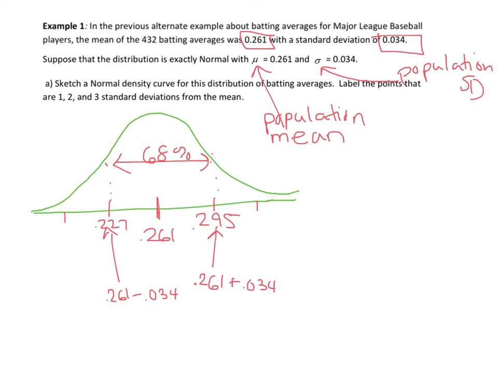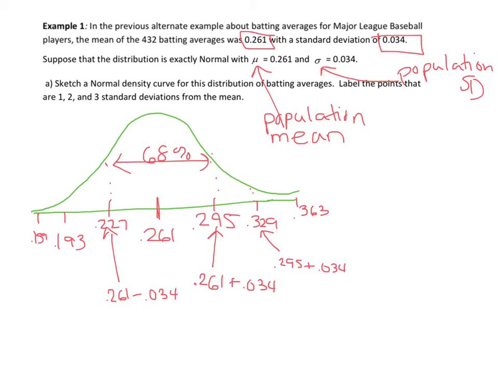So now I'm going to do the same thing to find the middle 95%. So now I'm going to take the 0.295 I got in the previous step, add my standard deviation, which is 0.034. I get 0.329. Do the same thing, subtract, and you'll get 0.193. Then you are going to subtract 0.034 and add 0.034, and you get 0.159 and 0.363.